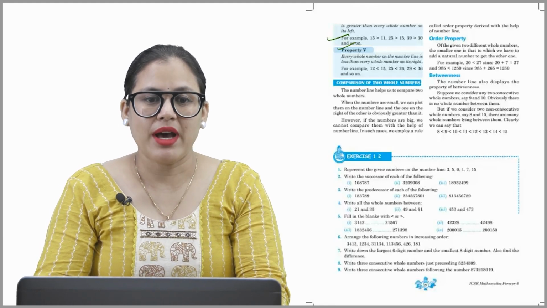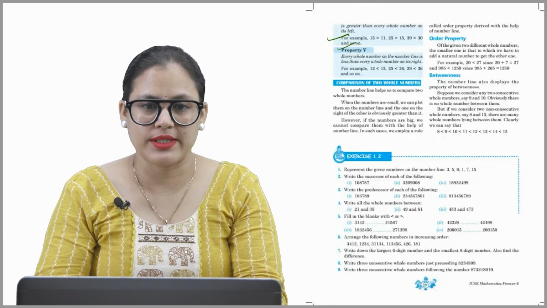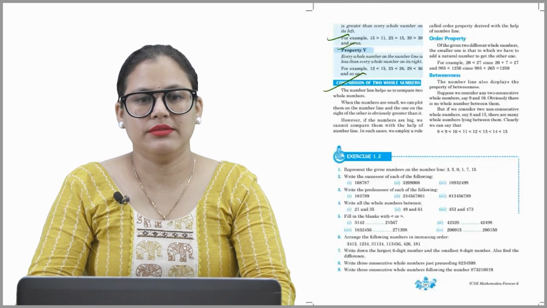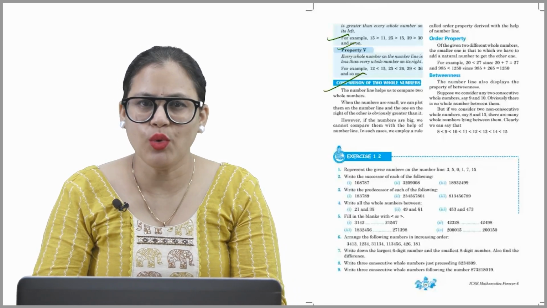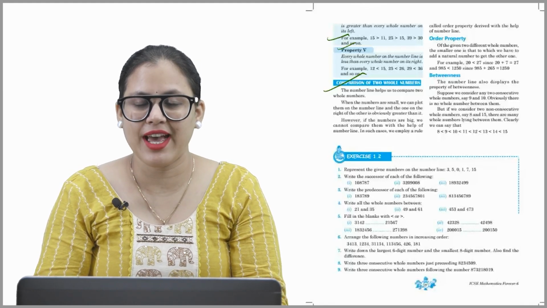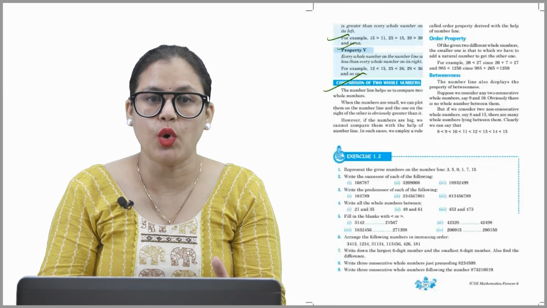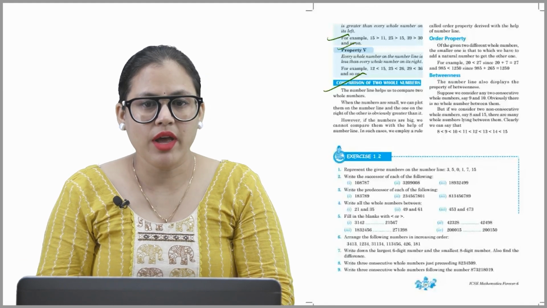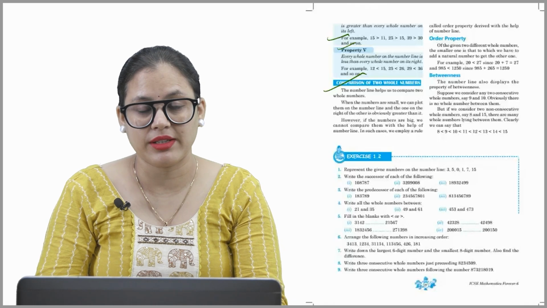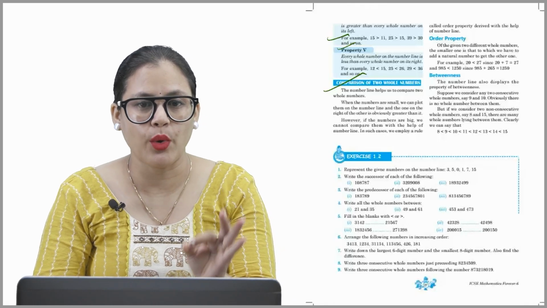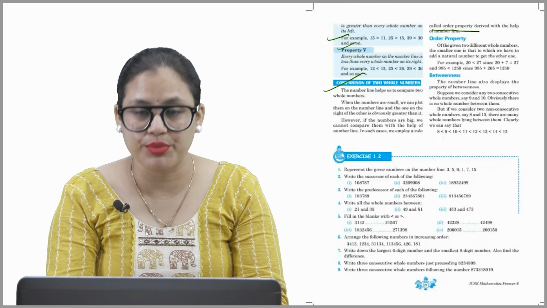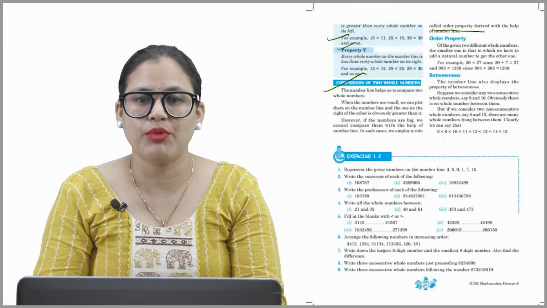Next, comparison of two whole numbers. The number line helps us to compare two whole numbers. When the numbers are small, we can plot them on the number line and the one on the right of the other is obviously greater than it. However, if the numbers are big, we cannot compare them with the help of the number line. In such cases, we employ a rule called the order property, derived with the help of the number line.